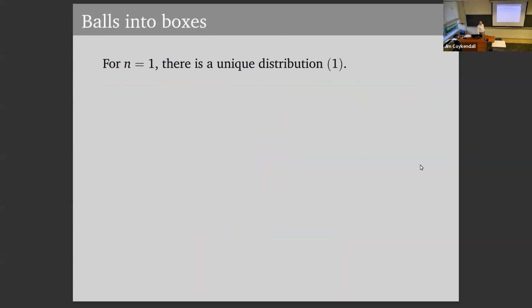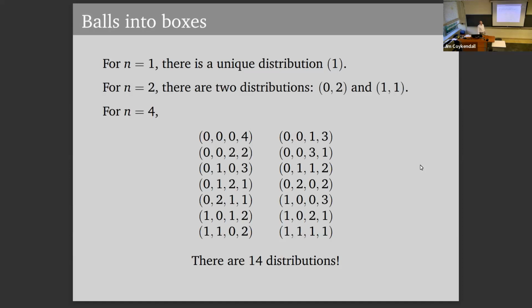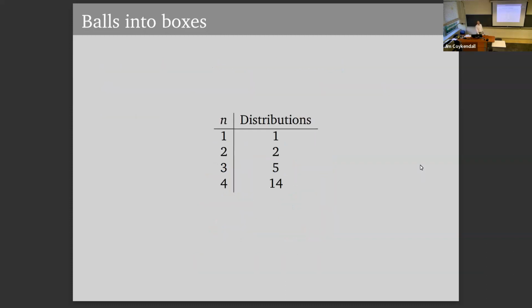Okay. And for n equals 1, there's only 1 way: 1 ball, only 1 box to put it in. For n equals 2, there are 2 ways. You can't have 2 in the first box. You could have 1 and 1, or 2 in the second box. And it goes up to 14 when you have 4 boxes. And so you get this same sequence here.